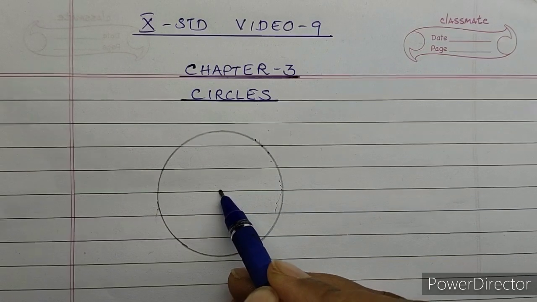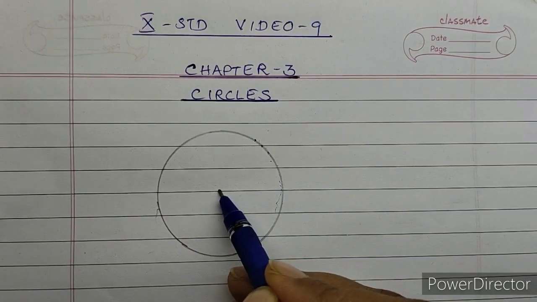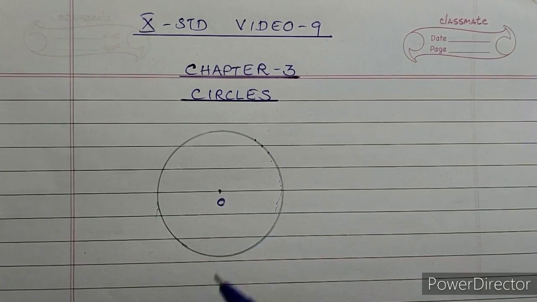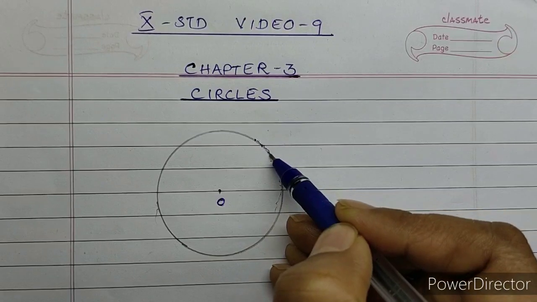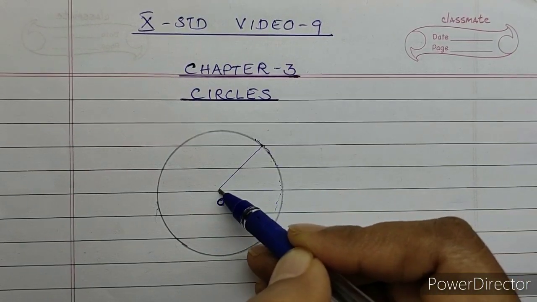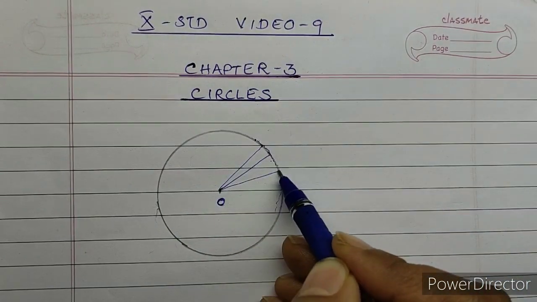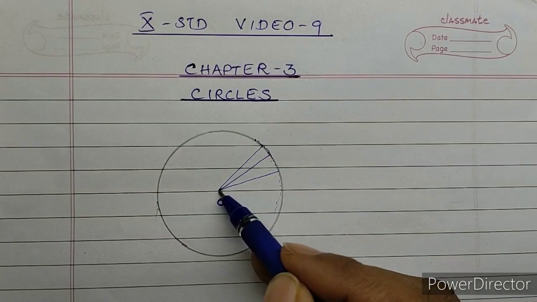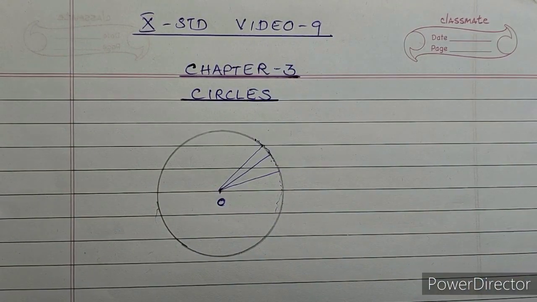These all the points are equal distance from one fixed point. And this fixed point we will call it as center of the circle. Usually we will represent it by O. So each point on the circle is at equal distance. See, this distance will be same, this distance also will be same, this also will be same, like that. Each and every point's distance from the fixed point will be same only.